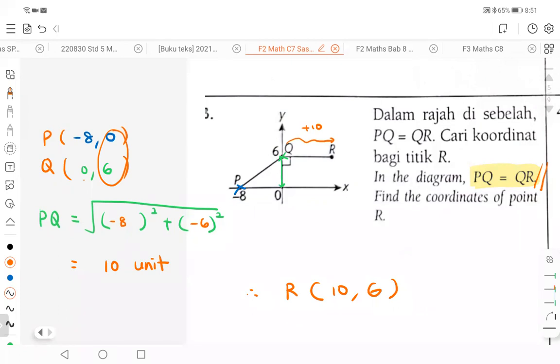Okay, then finish already. Means you get the answer already. Find the coordinates of point R.